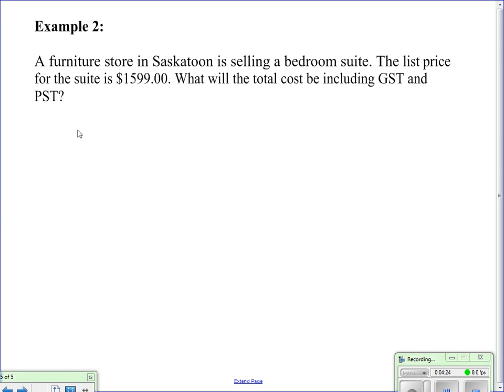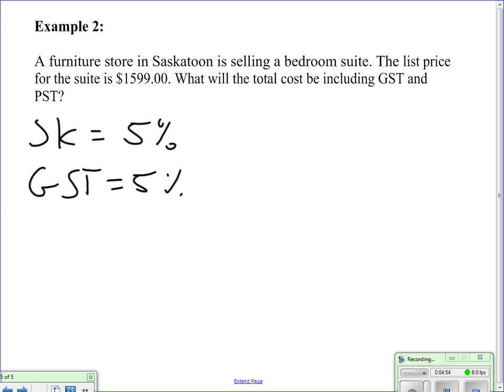A furniture store in Saskatoon is selling a bedroom suite. The list price is $15.99. So notice if we put $1,600, it automatically looks more than $15.99, even though it's off by $1. What would the total cost be, including GST and PST? Well, PST in Saskatchewan is 5%, and GST is also 5%.